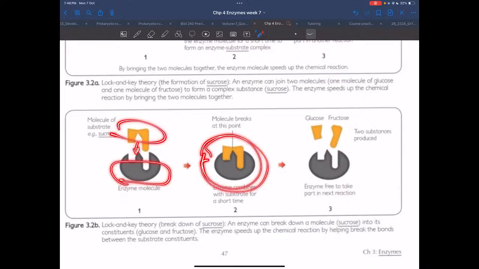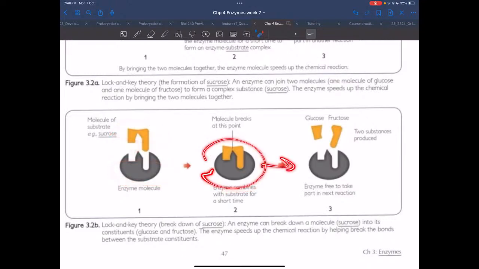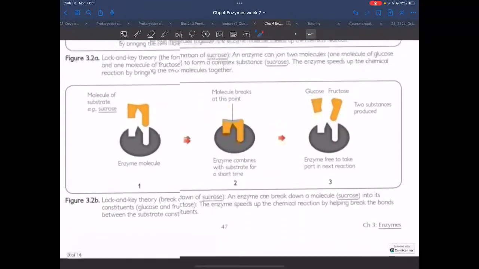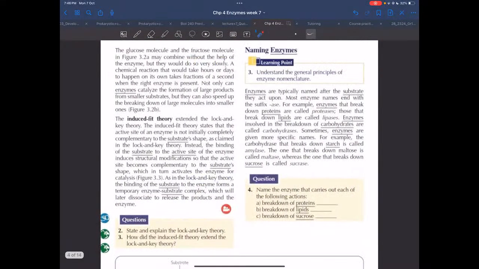What do we call this? We call this enzyme substrate complex. And then we release our products. And look, the enzyme, we can use it again in the next reaction. So they do not get used up. Okay? Did everyone understand the lock and key theory model?